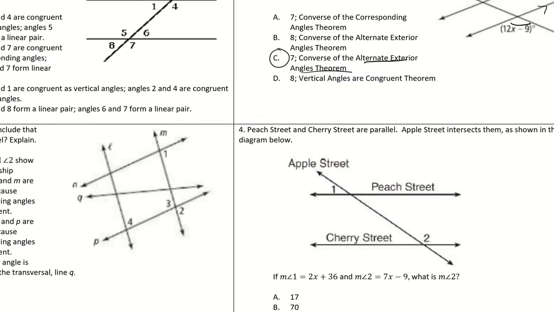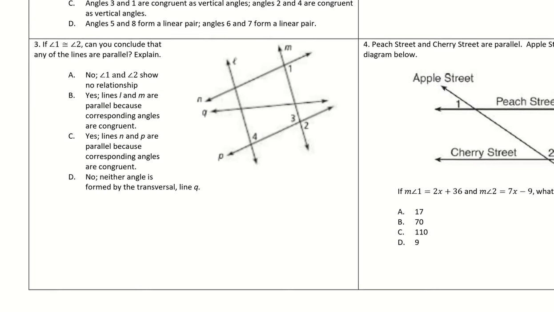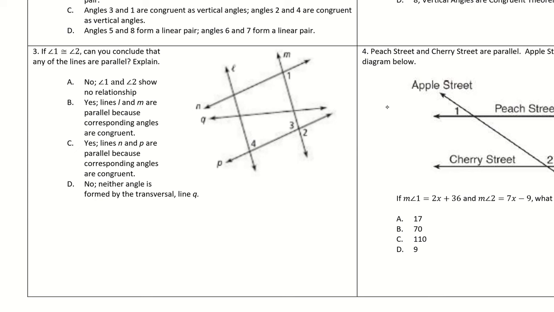All right. Number three, if angle one is congruent to angle two, can you conclude that any of the lines are parallel? Explain. Okay, so angle one, if we know that these are congruent, for instance, then which lines are going to be parallel? Well, one and two are dealing with these two lines, right? And this transversal. So this is my sandwich model, lines P and N are the bread, and then M is the toothpick, the transversal. And so these are corresponding angles. One and two are corresponding.